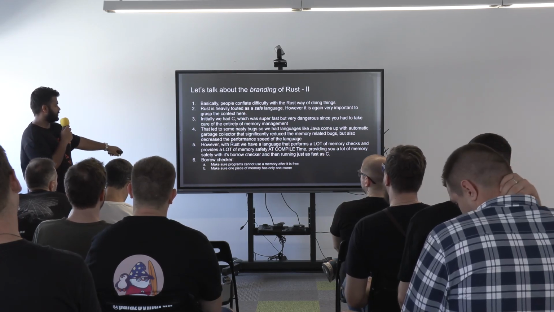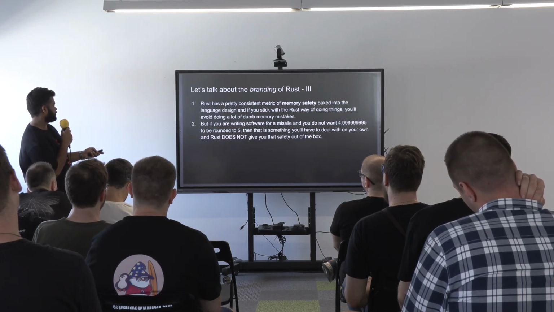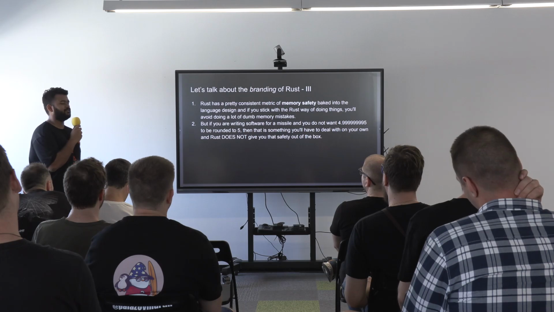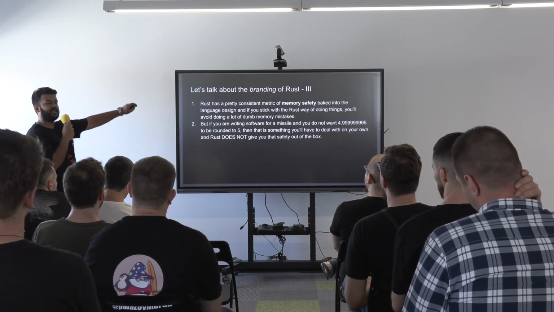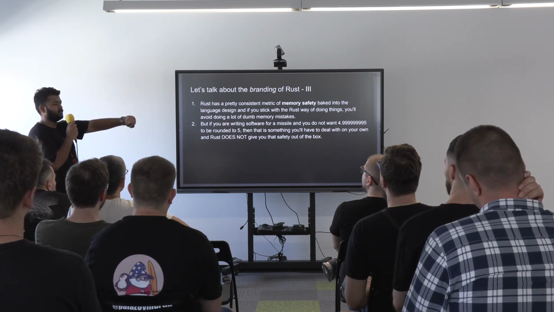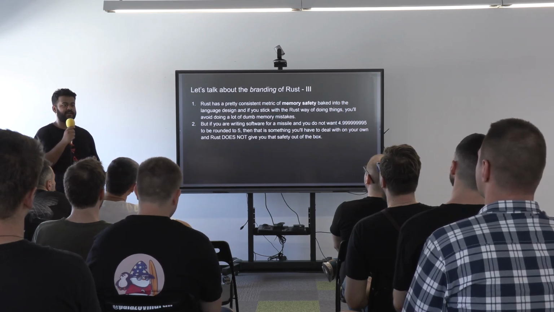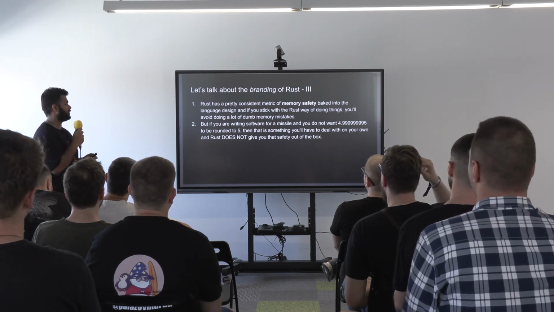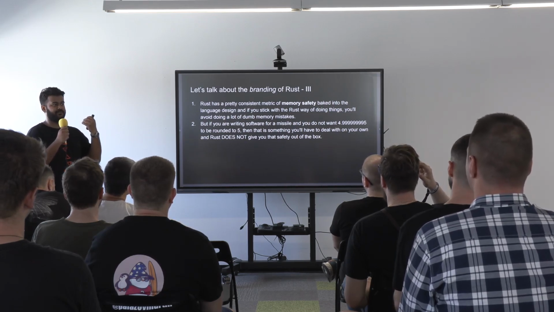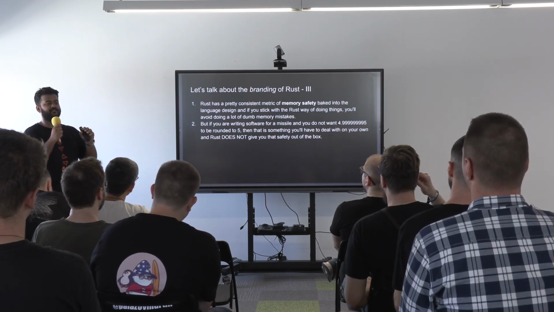But if you're writing software for a missile or a submarine and you do not want your 4.9999995 to be rounded to 5, that is something that you'll have to deal with yourself. That is not the kind of safety or security that Rust provides. So you have to have a very clear delimitation in your mind, like what does safe even mean?